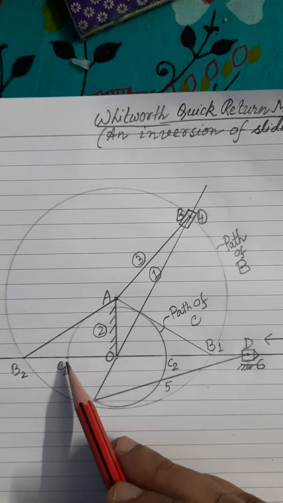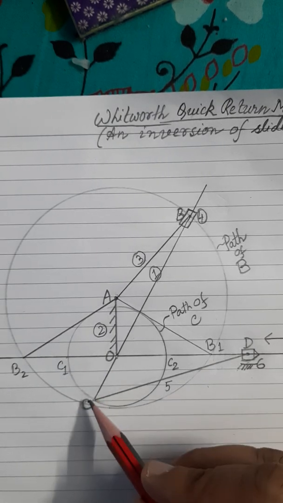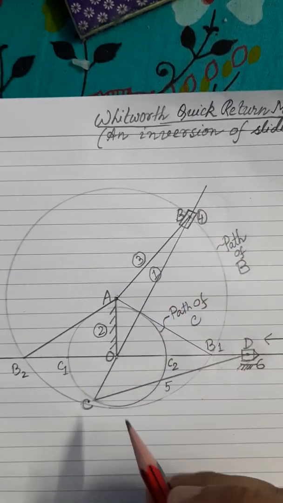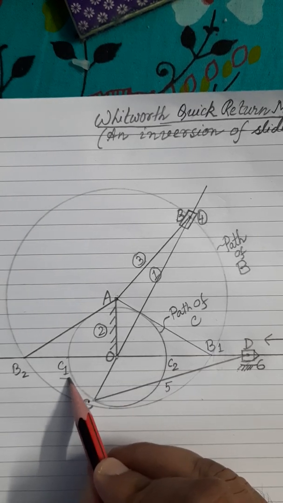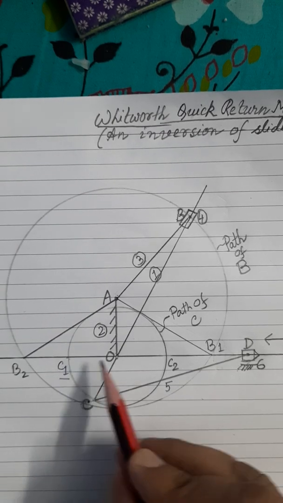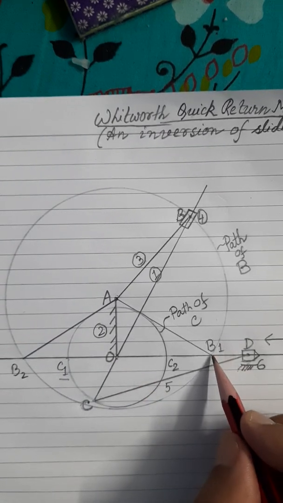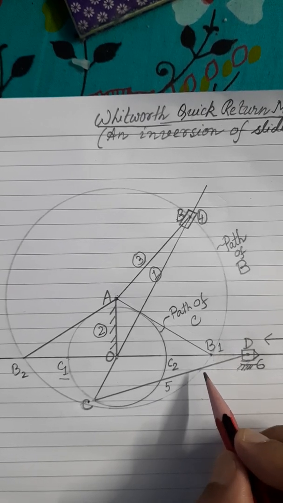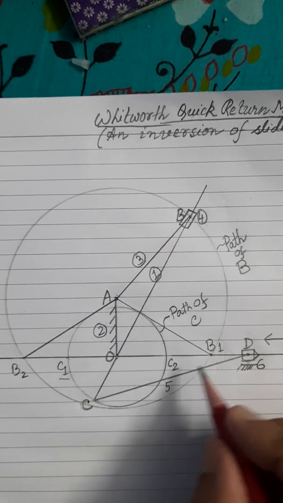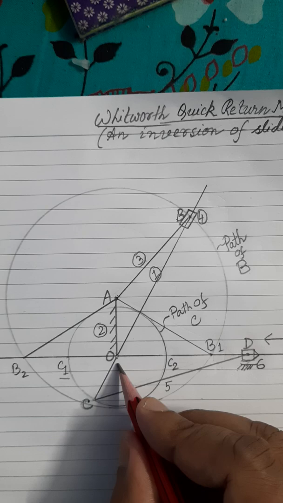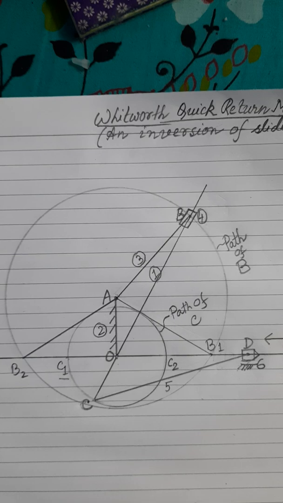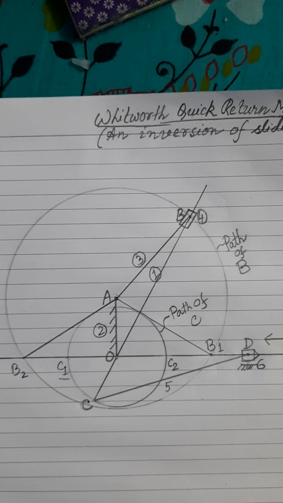When C goes to C1, as C, O, B always will be on the same line, so corresponding to point C1, B1 also will be on line C1O. That means B1 will be here. Definitely it will be on the path of B and also on the line C1O. So B1 we have obtained. Similarly, B2 also we can obtain.